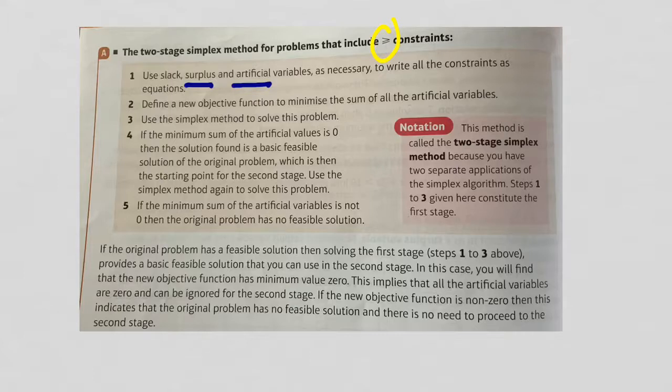But we're going to have a stage 1 where we have artificial and surplus variables. The idea is we need to try and get those artificial variables to 0. Once we do, we then move on to the second stage. So these are actually pretty big problems to solve.